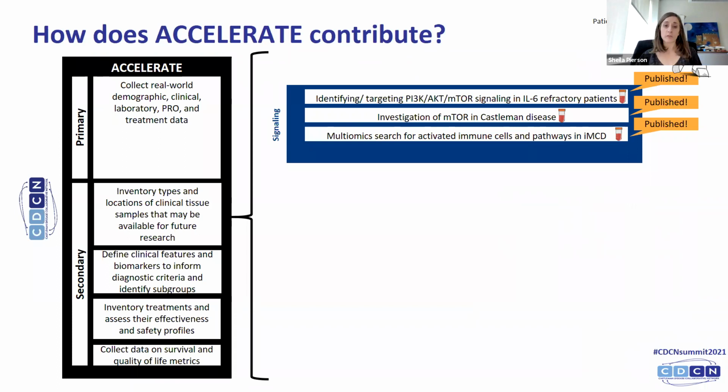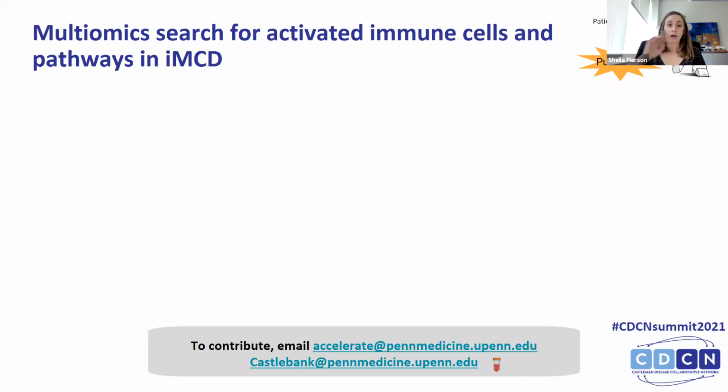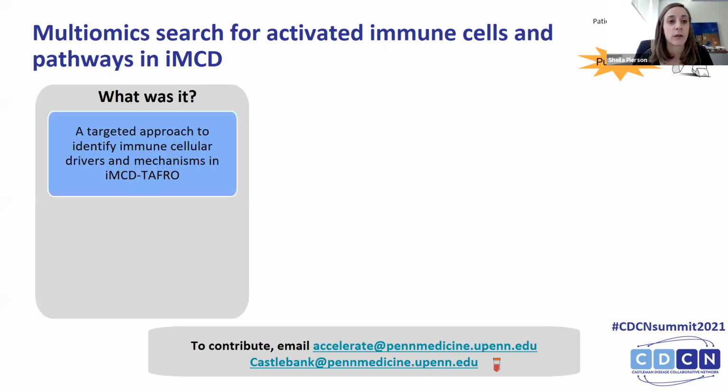So next, we did a multiomics search for activated immune cells and pathways in IMCD. So multiomics is really an approach to analyze data where you're looking at multiple different omes. So when you say omes, you're kind of thinking of the genome, which is all your genetic information, or the proteome, which is your set of proteins, or the transcriptome, which is the set of RNA, and that means the coding portion of your genome there. And so we did a targeted approach to identify immune cell drivers, specifically in IMCD TAFRO patients in this study.